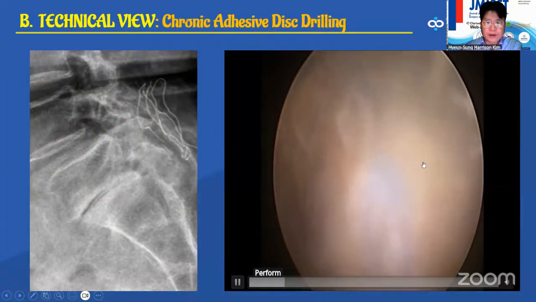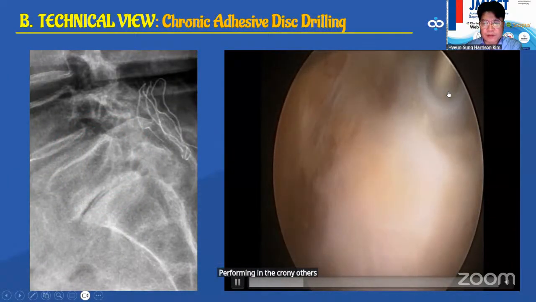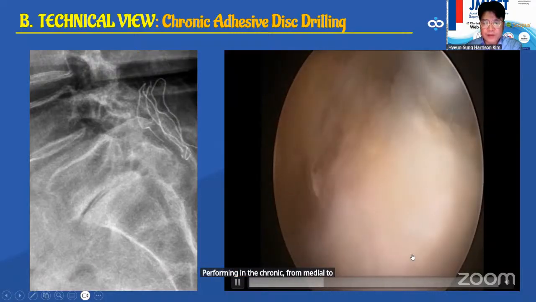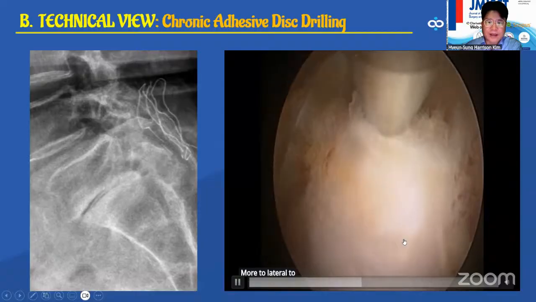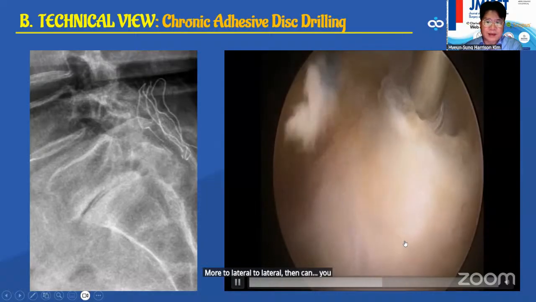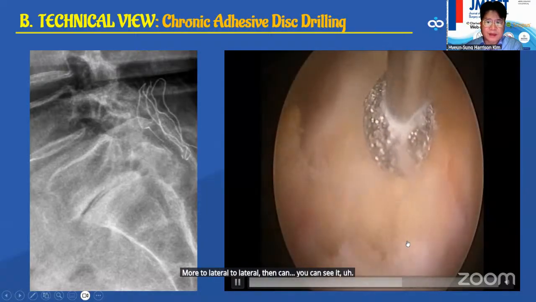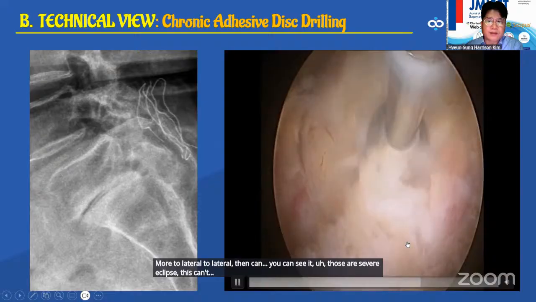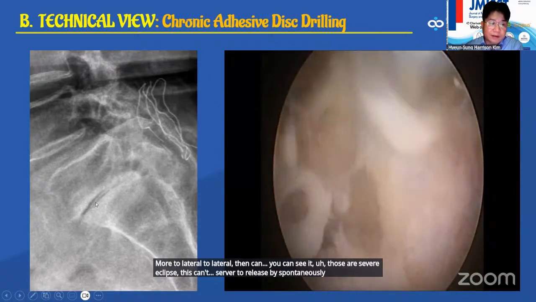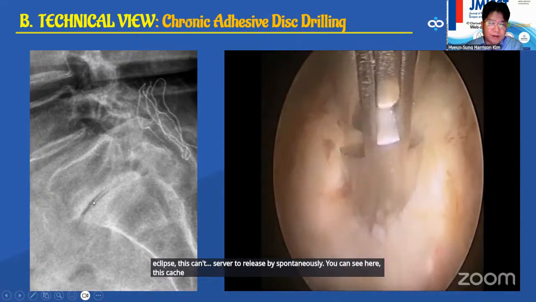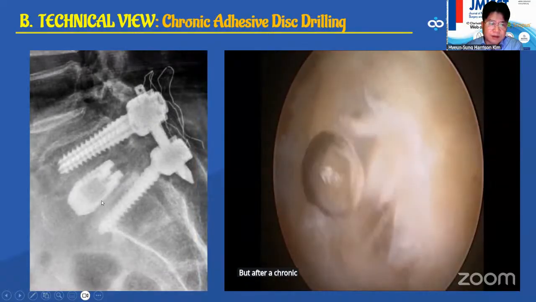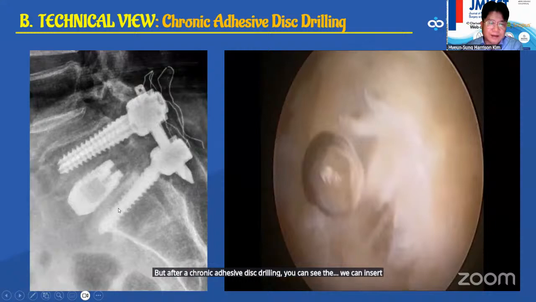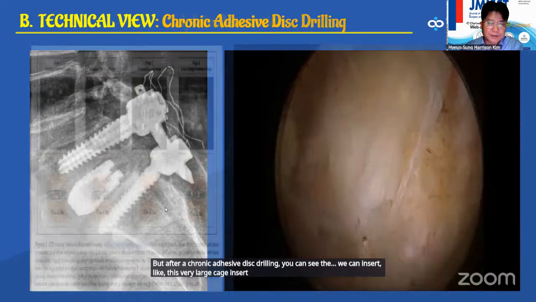performing the chronic adhesive disc drilling like this way from medial to lateral. If we go more to lateral, then you can see even a severely collapsed disc can be released spontaneously. You can see here, this case is also a very severe collapsed disc, but after chronic adhesive disc drilling, we can insert a very large cage like this.